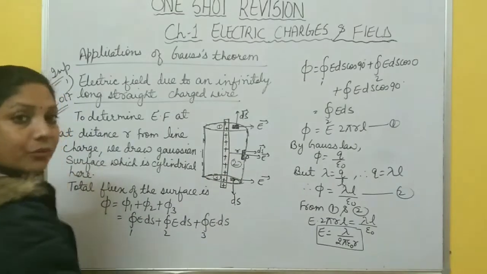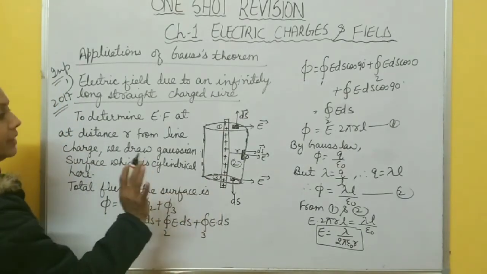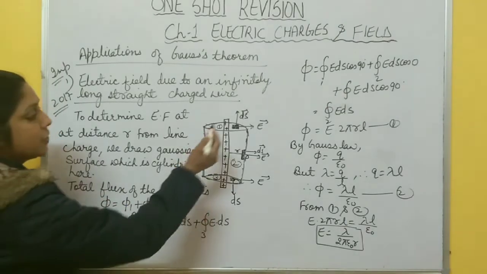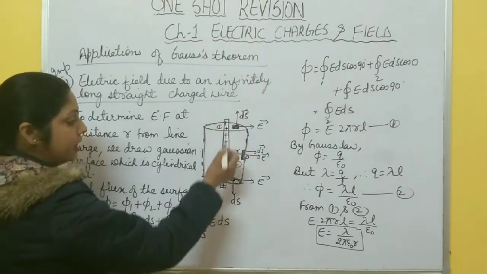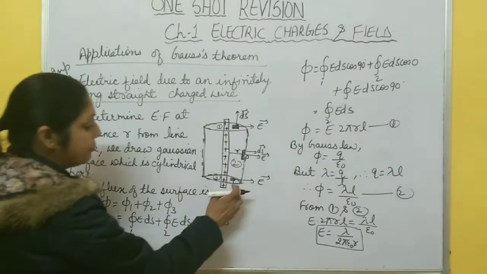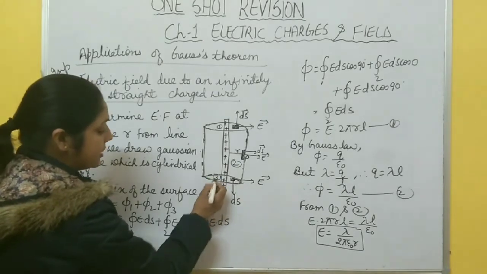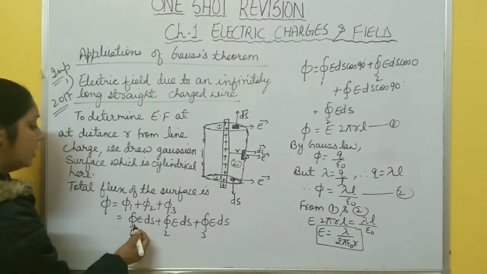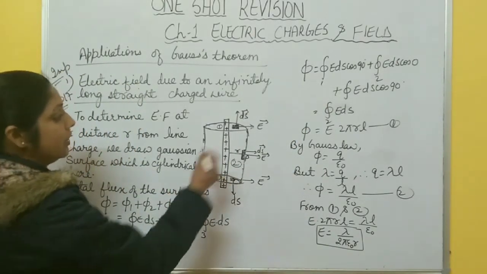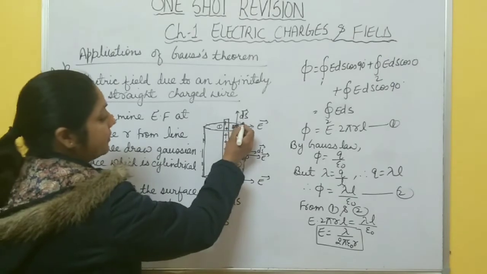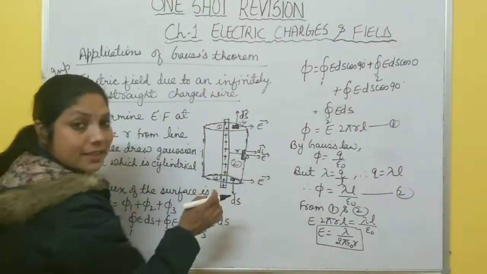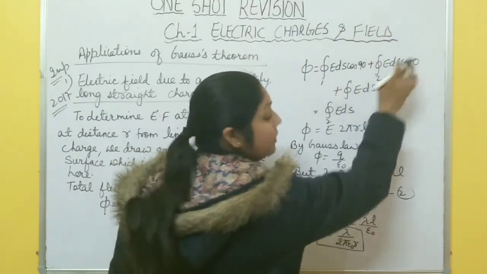So how do you calculate total flux? Total flux of this surface is phi 1 plus phi 2 plus phi 3. Phi 1 is total flux through this first surface. This one is the second surface. Phi 2 is total flux through the second surface, and phi 3 is total flux through this third surface, right? Now in the first surface, E dot ds, E ds cos theta. Now in this surface the angle is what? 90 degrees. So E ds cos 90. In the second surface the angle between E and ds is 0. So E ds cos 0.